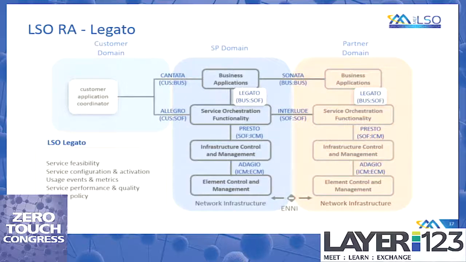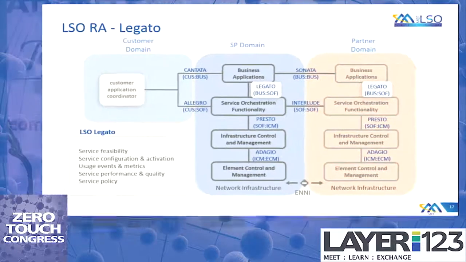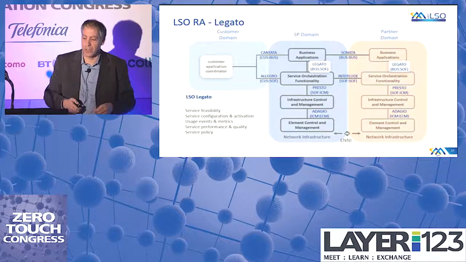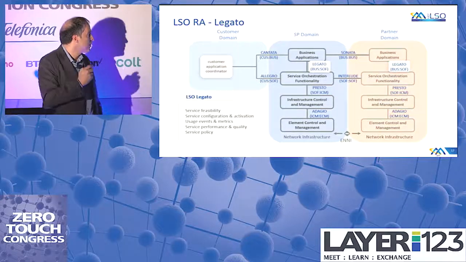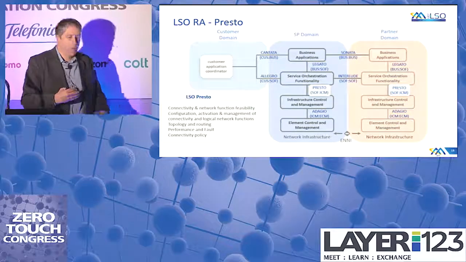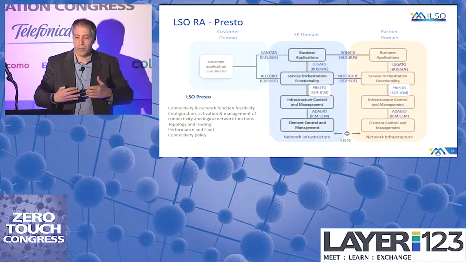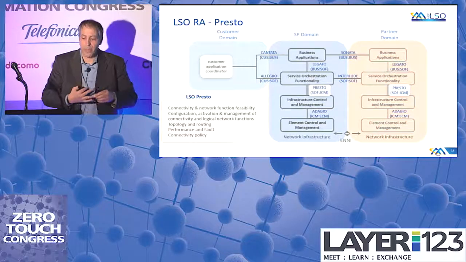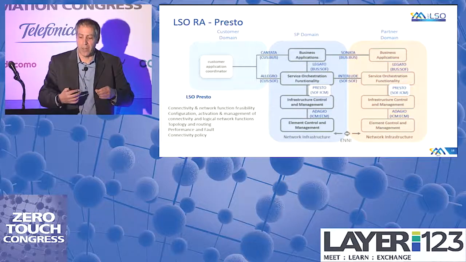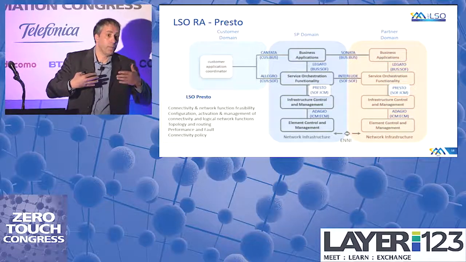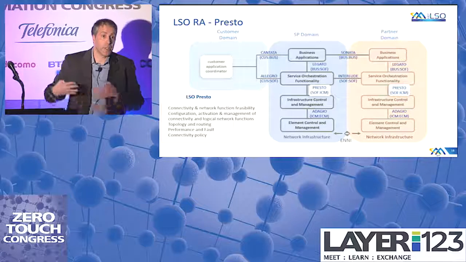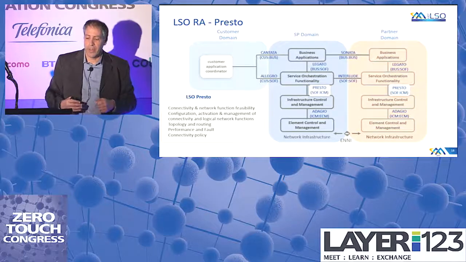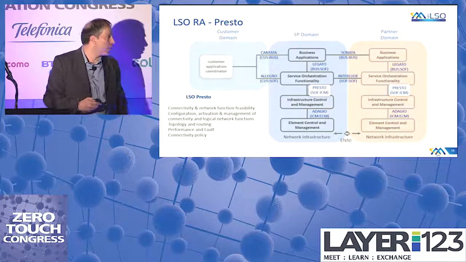in this layer, northbound of the orchestrator, we are talking services. So it's the service visibility, the configuration of the service, the usage, all of that. Policy. Then we have Presto. This is southbound of the orchestrator, so now we are talking network. We are talking connectivity, network function, configuration. For example, we have a project of provisioning, activation, and testing of services. So this is all Presto. It's a topology of the network, all of that.